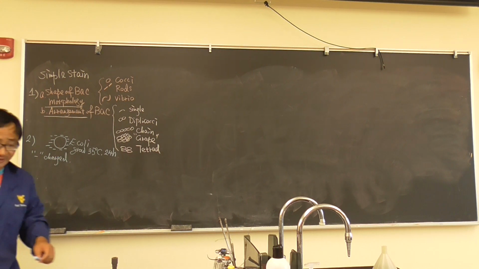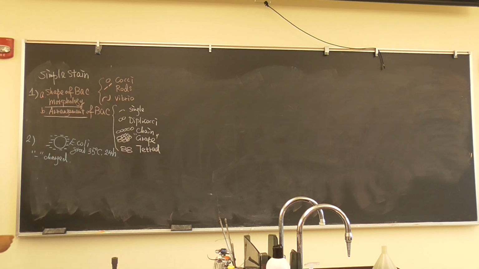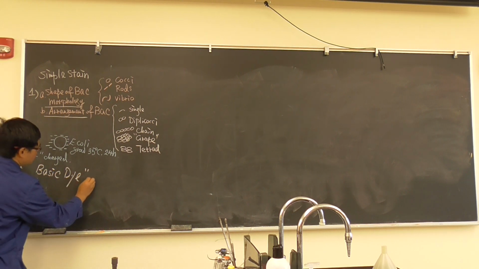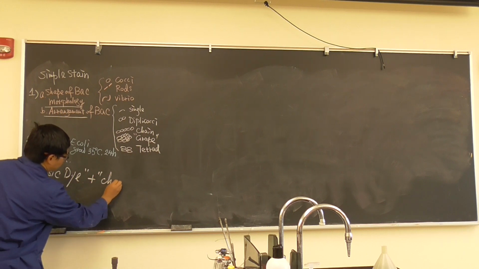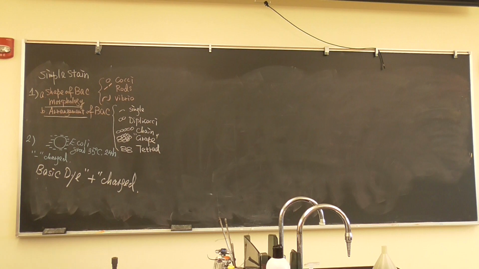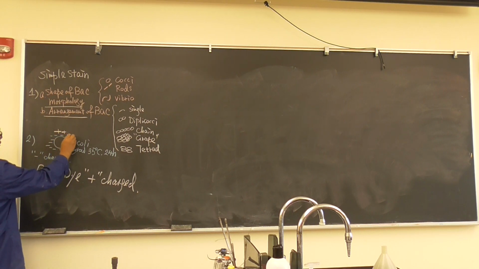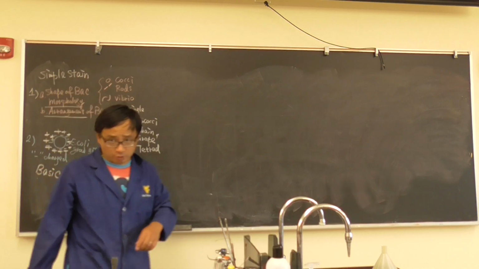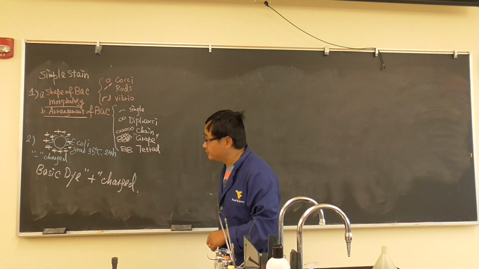Now most of the dyes, those basic dyes, are positively charged. So they could be attracted together. You know that positive and negative charges attract each other. Therefore, they could attach with each other, and then they do the stain.